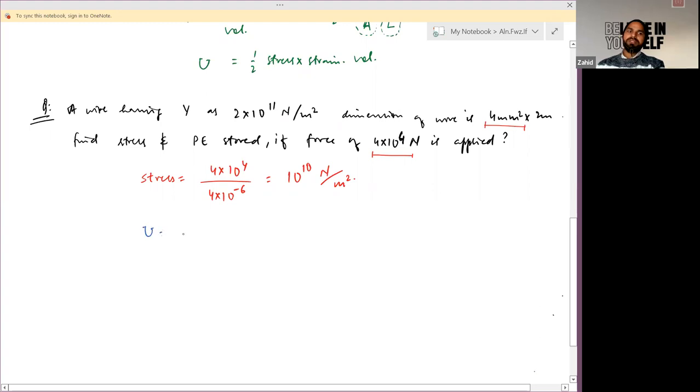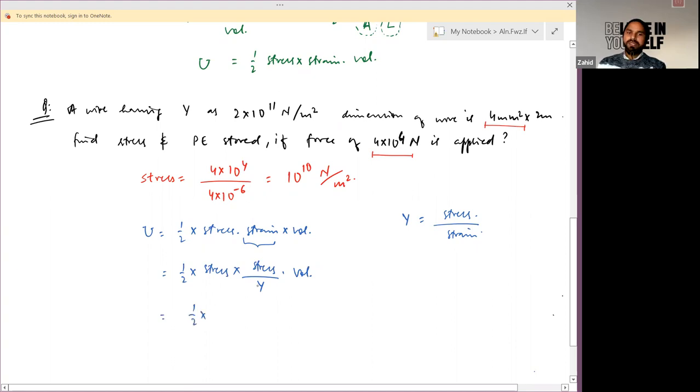According to the formula, potential energy equals half times stress times strain times volume. We don't have strain, so we can write Young's modulus equals stress divided by strain. So strain will be stress divided by Young's modulus. So it will be half times stress times stress divided by Young's modulus times volume. So it will be half times the square of stress, so 10 to the power 10 squared. Volume: area of cross section is 4 mm².